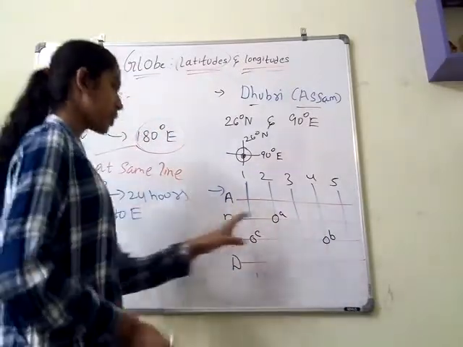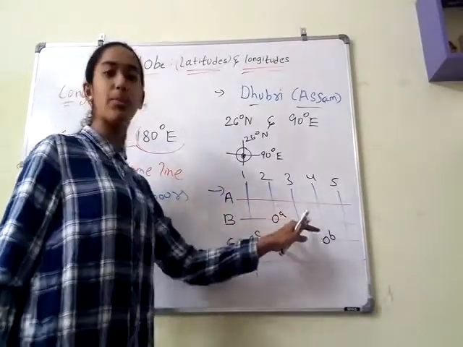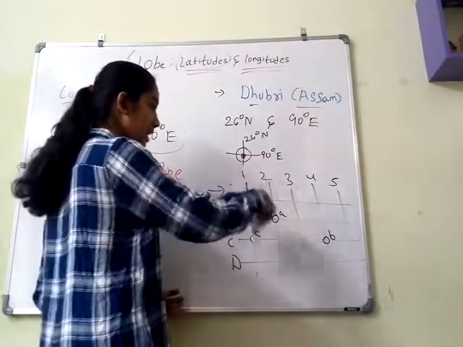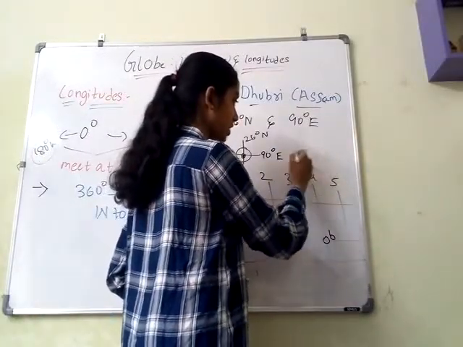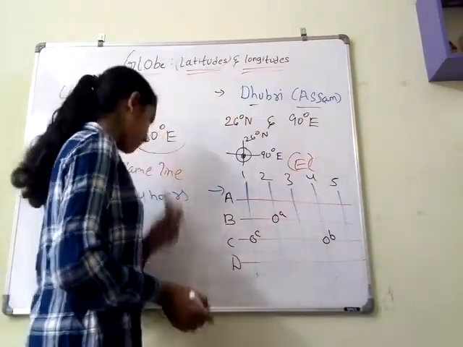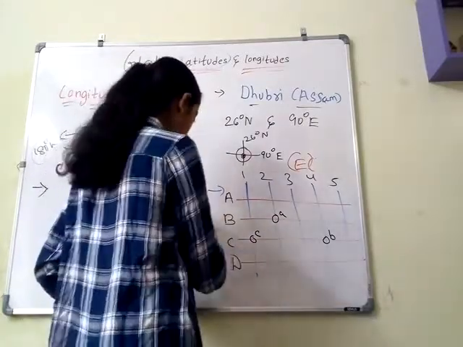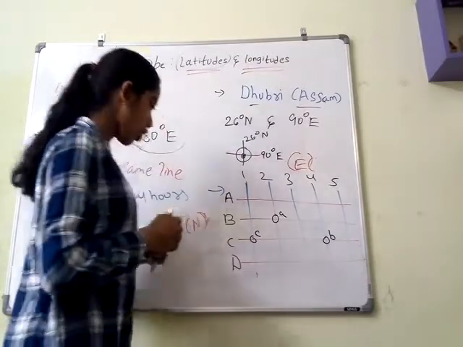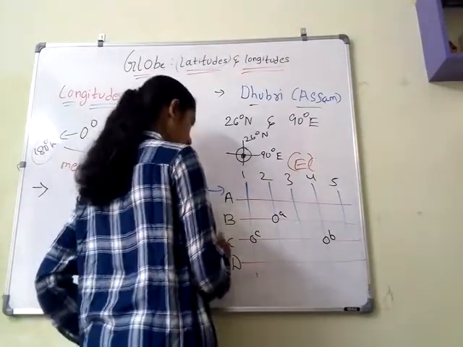Now you can find the location of them. The activity is to find the location of A. So you have to imagine that these vertical lines are east longitudes, and these horizontal lines are north latitudes. These are the north latitudes. Okay.